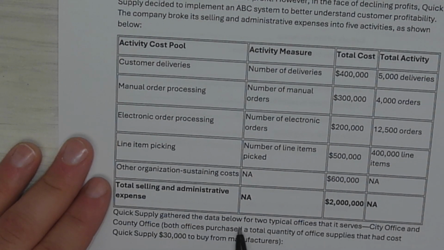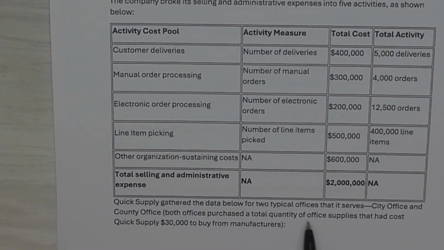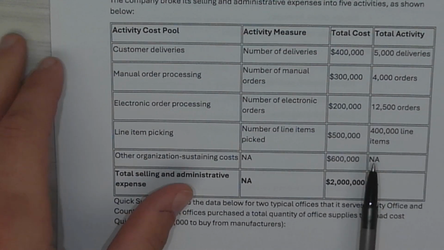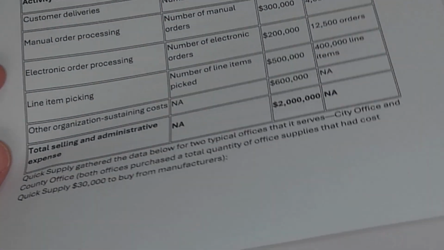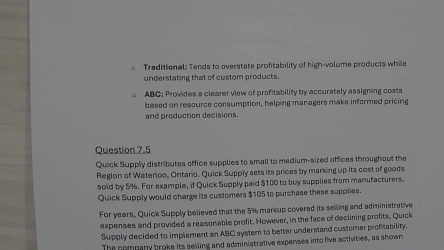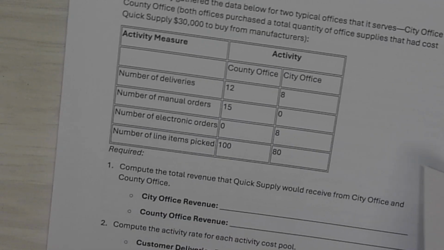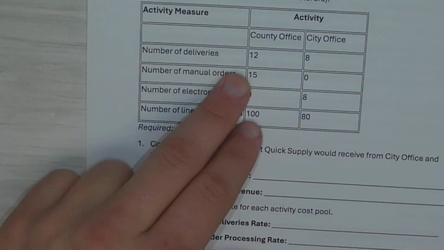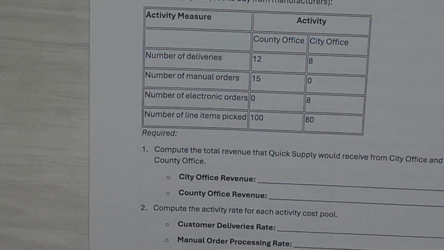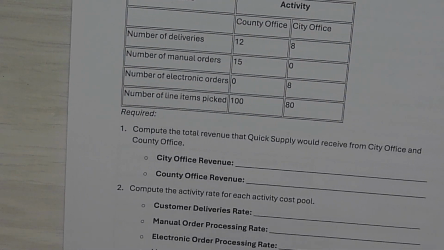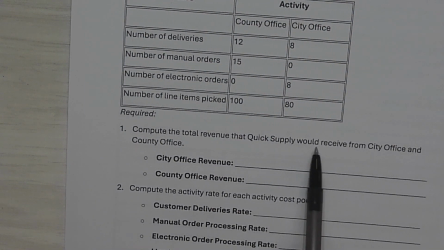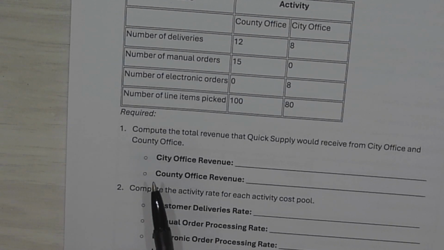Quick Supply gathered the data below for 2 typical offices that it serves, the city office and county office. Both offices purchased a total quantity of office supplies that had cost Quick Supply $30,000 to buy from the manufacturers. And you can see those here. Required: compute the total revenue that Quick Supply would receive from city office and county office.